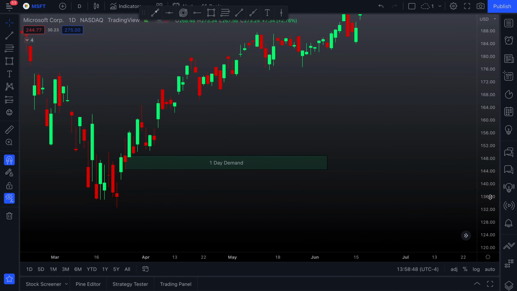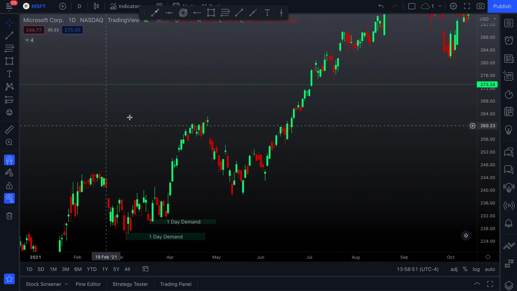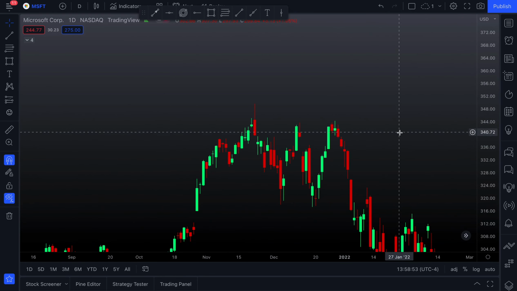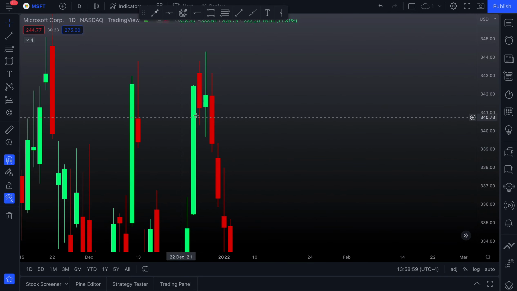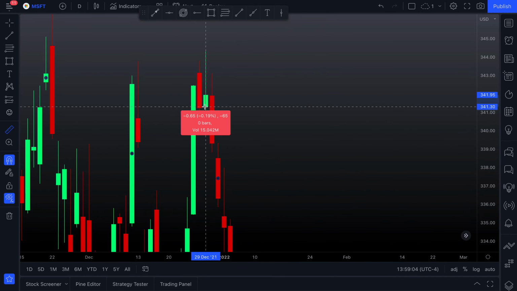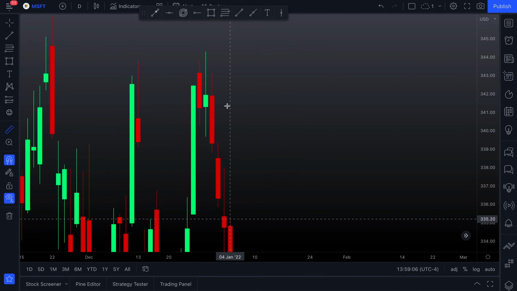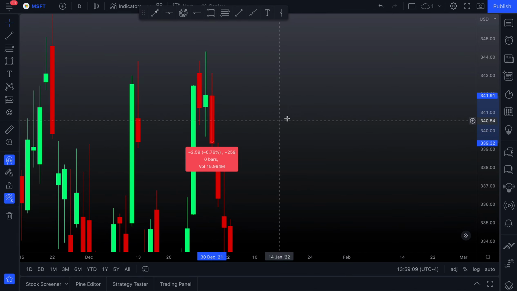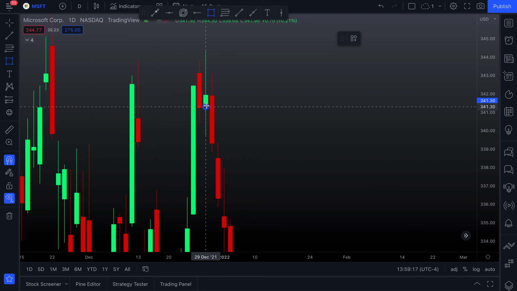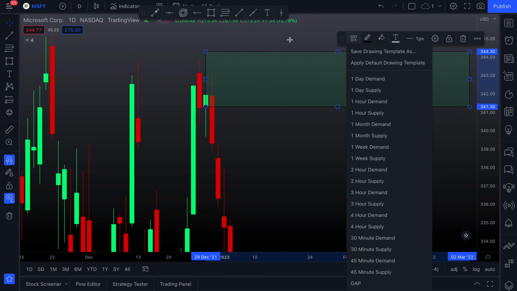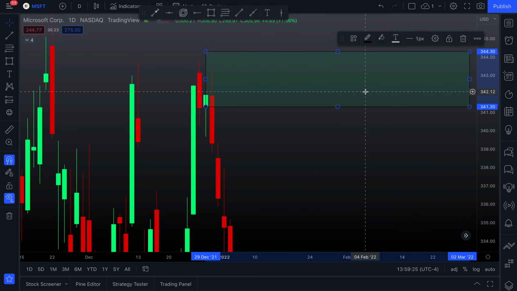So now supply is essentially the same, just in the opposite direction. So for supply, we look for a small green basing candle and a big red body following it. So we have right here, this is negative 0.65 and negative 2.59, so it is 2 times bigger. So now we just do the same thing in the opposite direction. We go from the open of the green basing candle this time to the high of the green basing candle, and we draw it out, and still we're on the 1 day, so this becomes our 1 day supply.